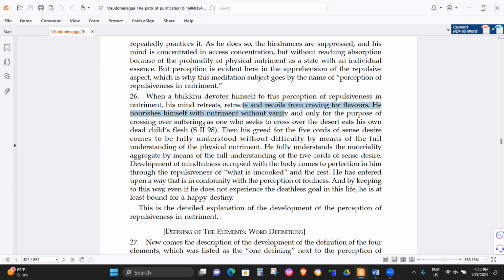or without craving also, and only for the purpose of crossing over suffering. He just eats it because he needs to eat it, but not with craving.